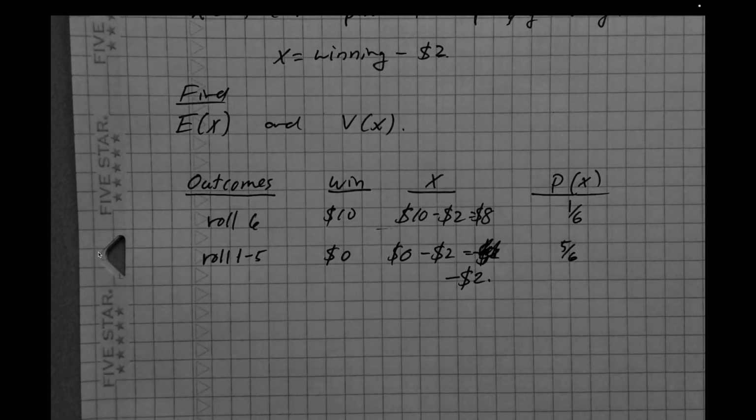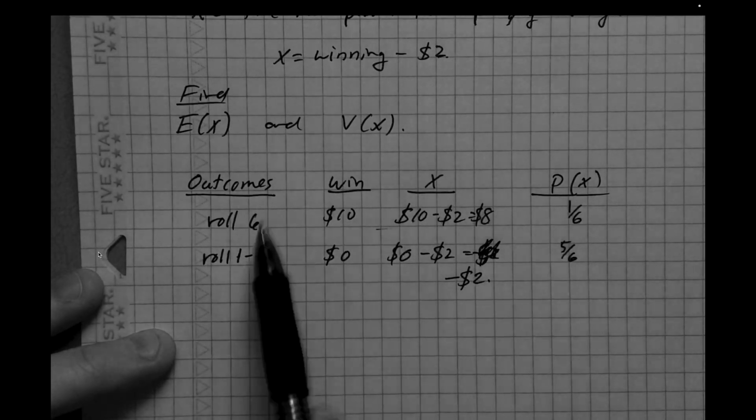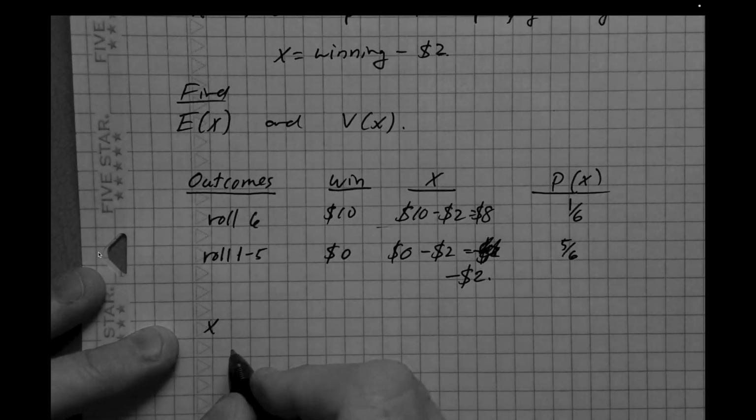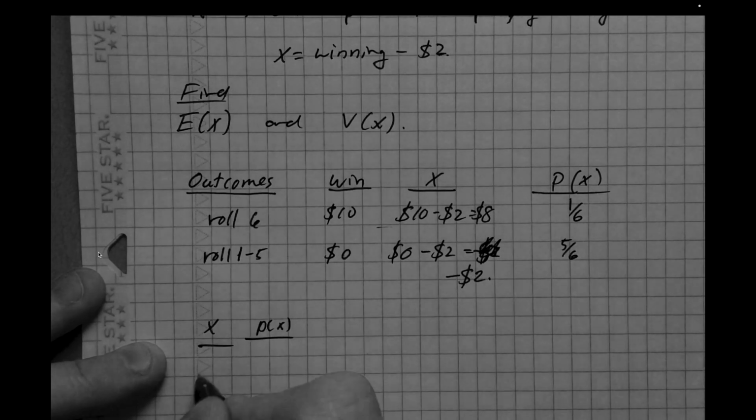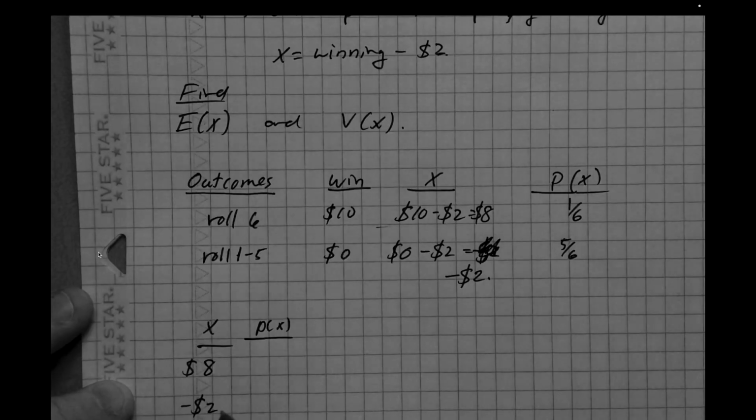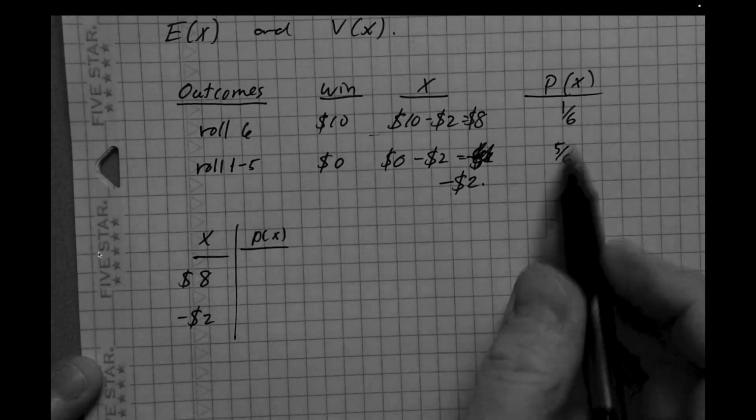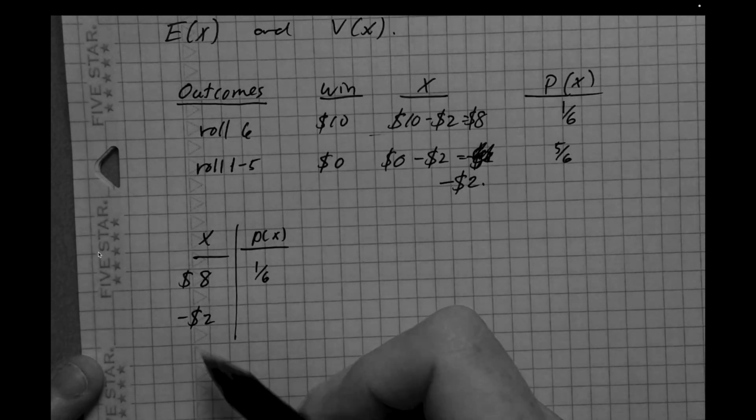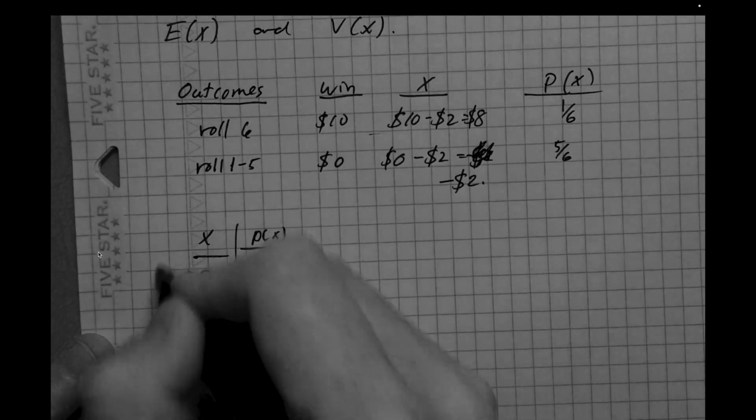Okay, so this isn't exactly what we would put as our probability distribution, but you could summarize this and get a nice distribution. You get x and probability of x. X is either 8 or negative 2. And the probability of getting an $8 net profit is 1 in 6. The probability of negative 2 is 5 out of 6.